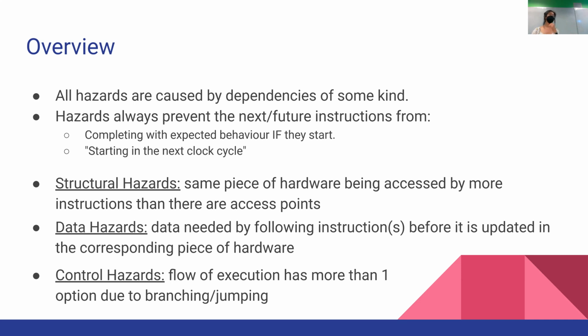Similarly for branching, because with branching we have two options. You might execute the next line. You also might not. If you do execute the next line because you didn't branch, that's okay. But if you do eventually branch and you still have the next few lines loaded into the pipeline, that's going to cause a control hazard, because you have wrong instructions in the pipeline. Does that make sense? Okay.